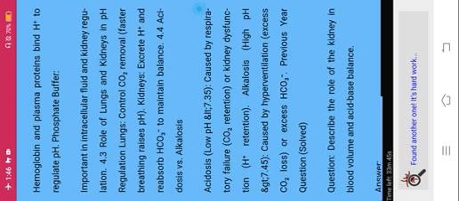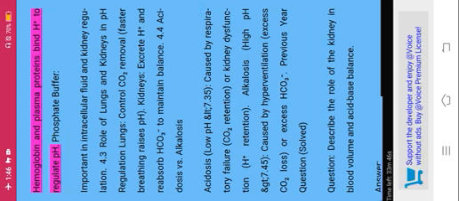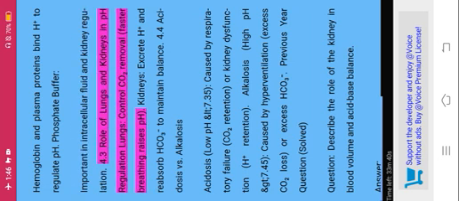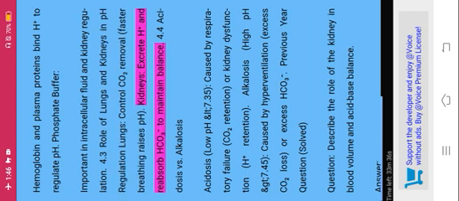Protein buffer. Hemoglobin and plasma proteins bind H+ to regulate pH. Phosphate buffer. Important in intracellular fluid and kidney regulation. 4.3 Role of lungs and kidneys in pH regulation. Lungs control CO2 removal. Faster breathing raises pH. Kidneys excrete H+ and reabsorb HCO3- to maintain balance.